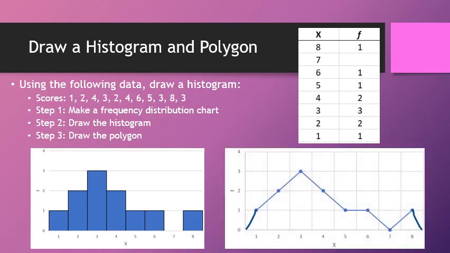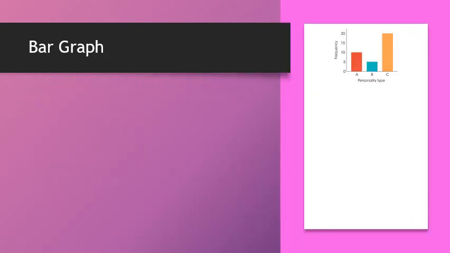And then the polygon, notice I put the dot at 0 for 7 on the polygon. And notice how I brought both dots, the first one and the last one, with the line down to the x-axis when I was finished. Make sure yours looks similar to these. And definitely include that 0 on the frequency distribution chart for the score of x equals 7.